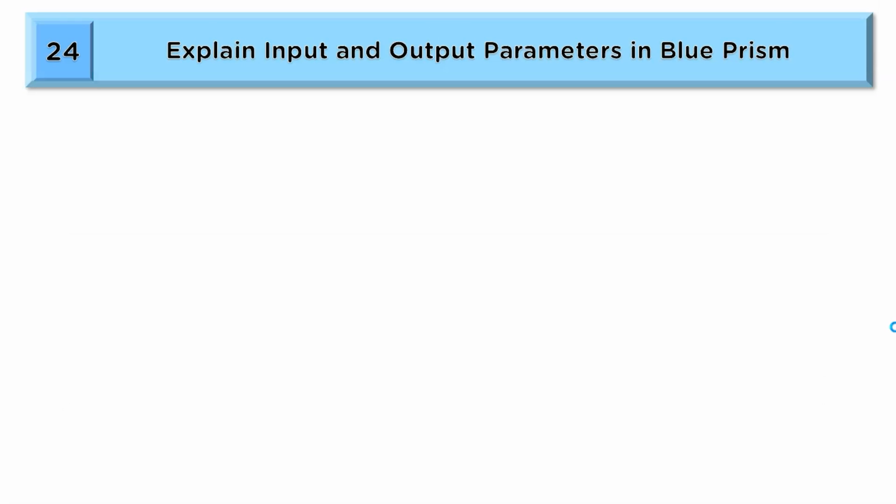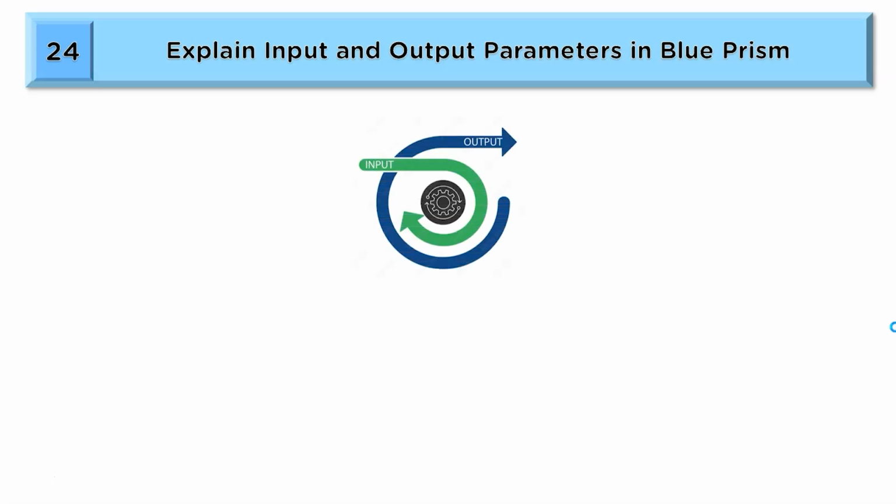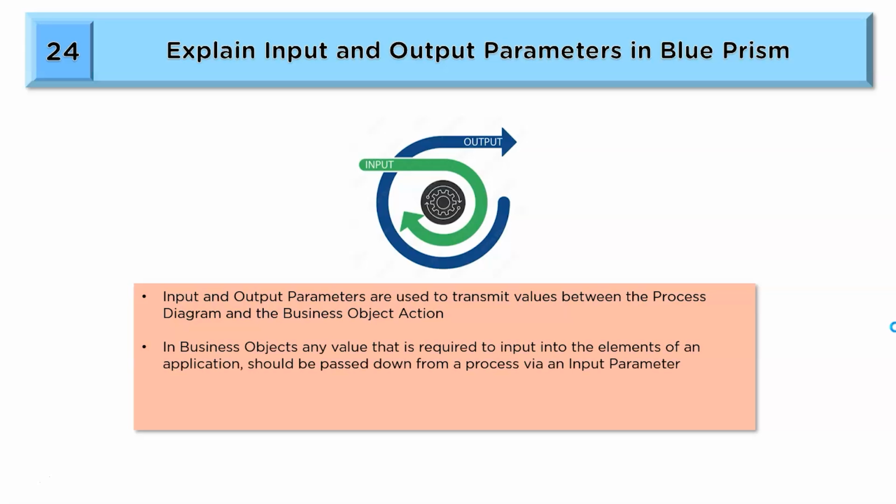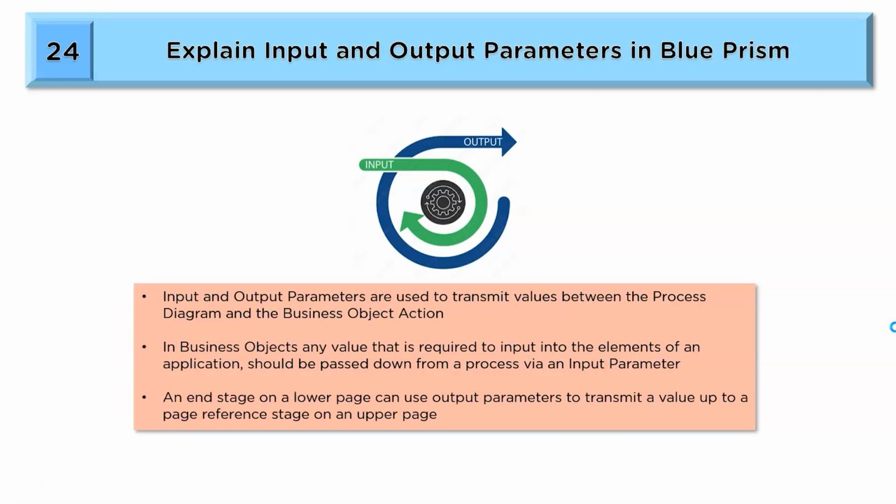Explain the input and output parameters in Blue Prism. Input and output parameters are used to transmit values between the process diagram and the business object action. In business objects, any value that is required to be input into the elements of an application should be passed down from a process via an input parameter. The business object should only retain the information passed down to it for as long as it takes to complete the interaction. An end stage on the lower page can use output parameters to transmit a value up to a page reference stage on an upper page.